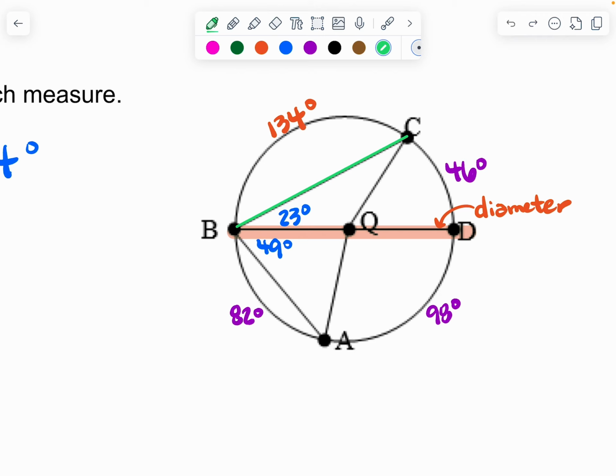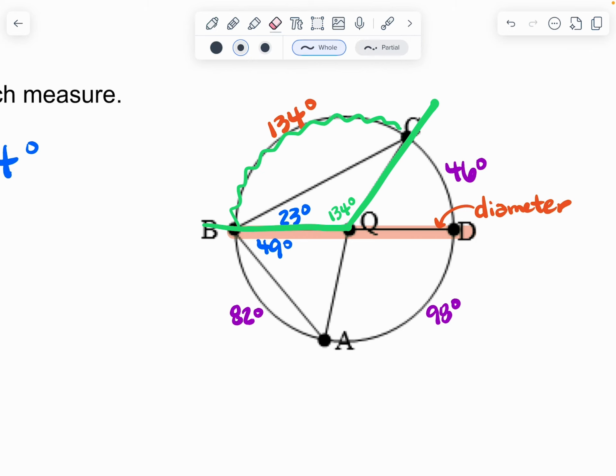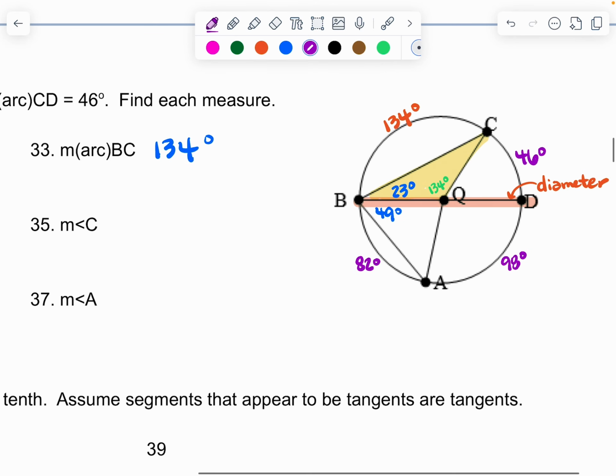Okay. Well, something else that I notice is that this angle right here is a central angle, and he's intercepting the 134, which means this central angle is also 134. And now that I know that, I can use my handy dandy triangle sum theorem, and I can use that route to figure out what the measure of angle C is by simply subtracting 23 and 134 from 180, right, to figure out that's 23 degrees.